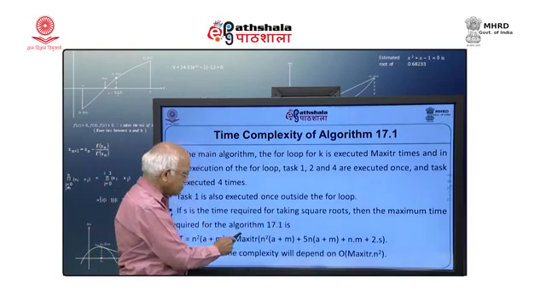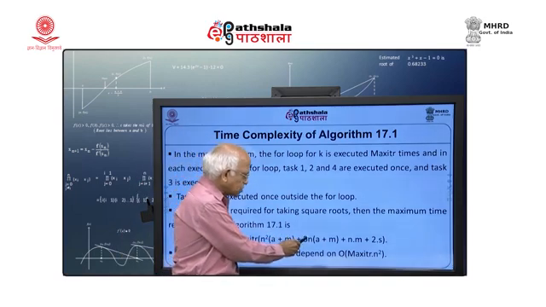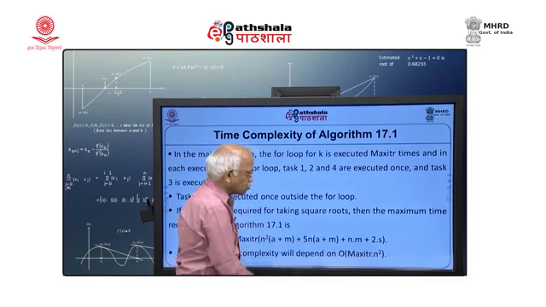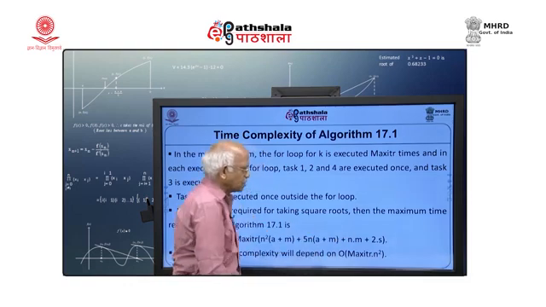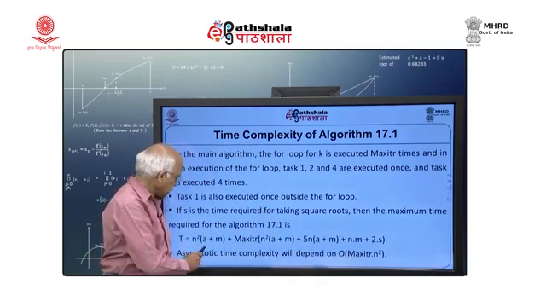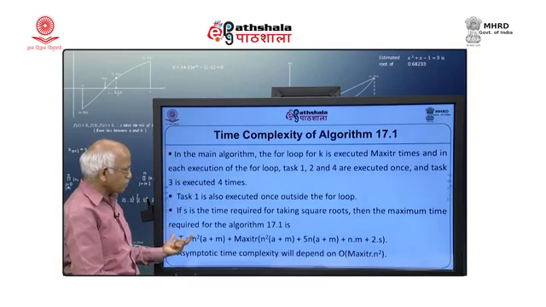So, max iter times n square into A plus M for task 1, then 4 times task 2 and 1 time task 4. So, that is 5 into n into A plus M, then n into M, and 2 square roots we have to take. So, 2 into s we are considering. That is how we get the time complexity in terms of max iter times.